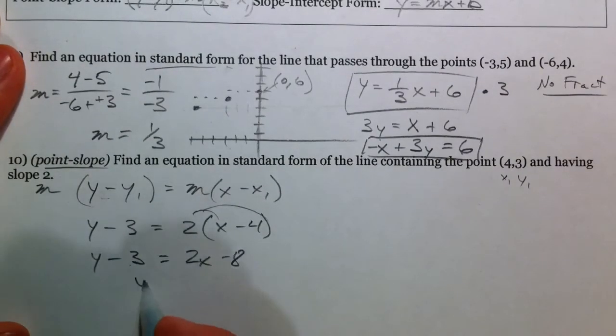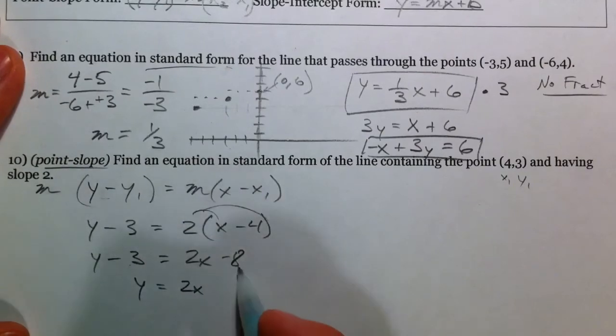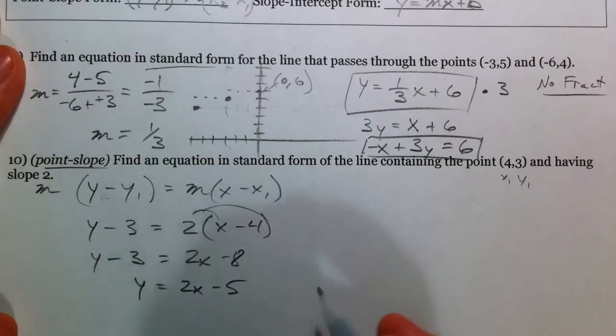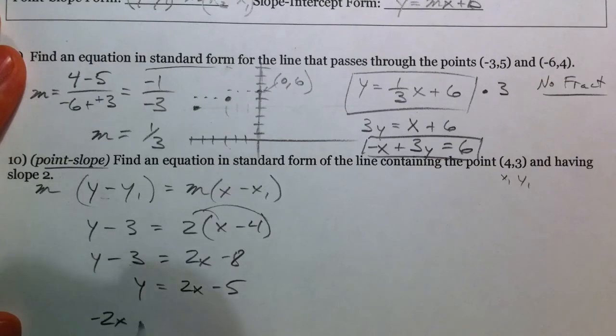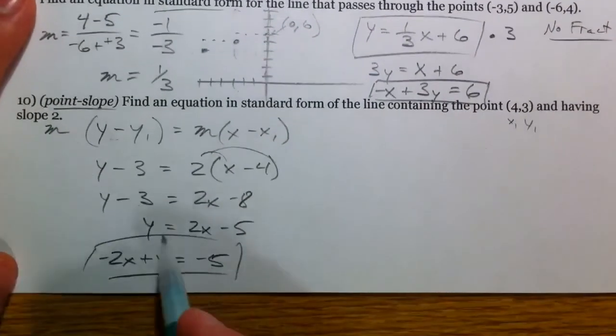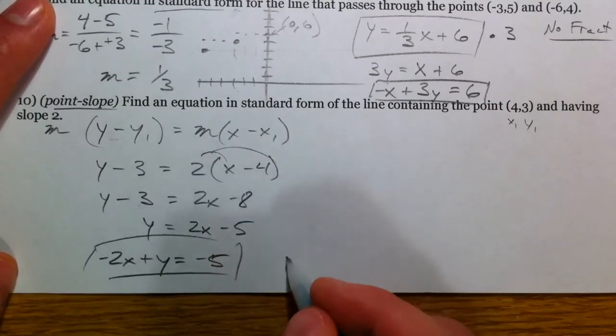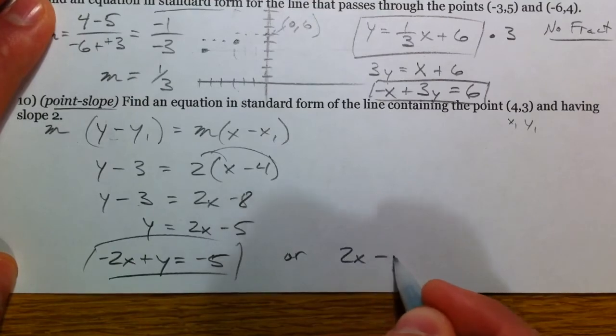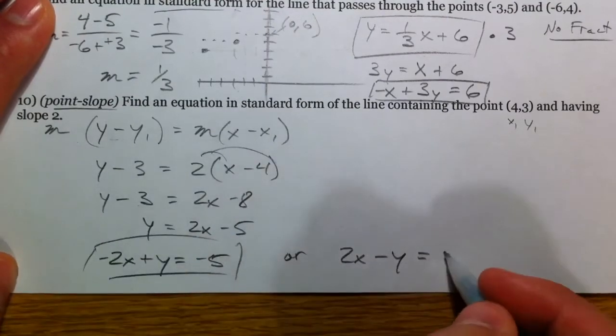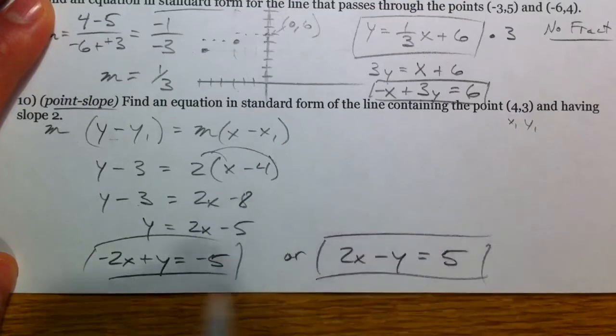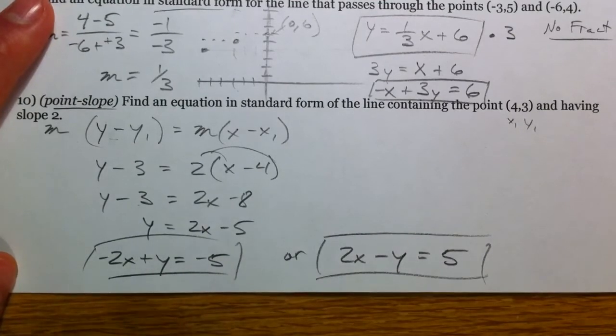So y minus 3, let's distribute that 2x minus 8. So add the 3 over, y equals 2x, negative 8 plus 3 is negative 5. And again, we're getting it into standard form, so let's move the 2x over here, negative 2x plus y equals negative 5. If you arrange it differently, if you brought the y over here because you really like to have a positive x, it could also be 2x minus y equals a positive 5. And notice that that's just the same, just everything has the exact opposite sign.